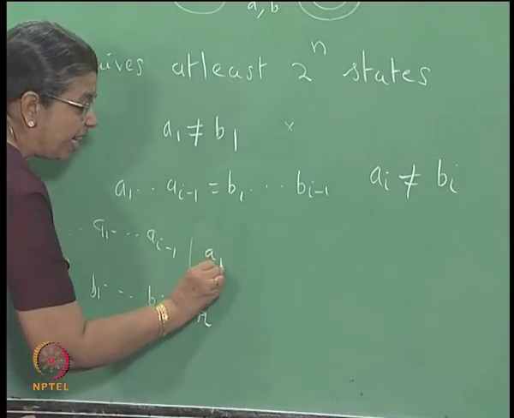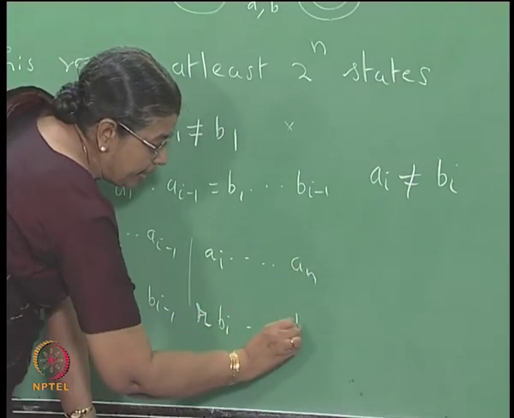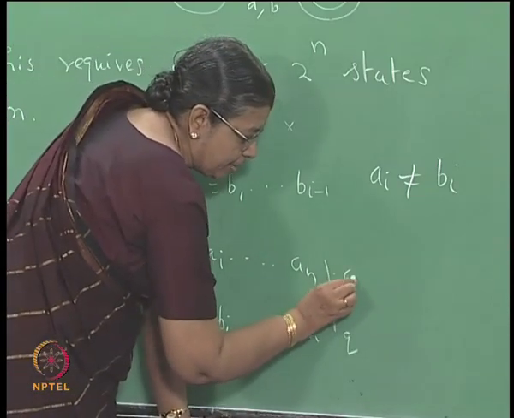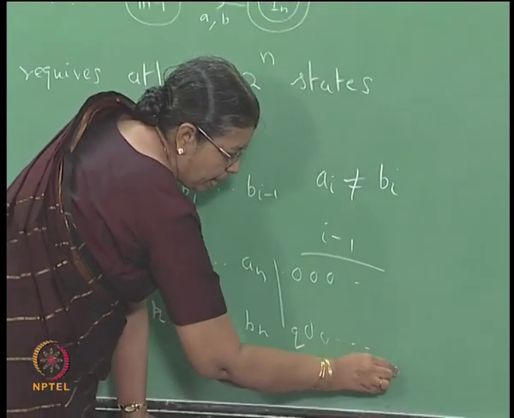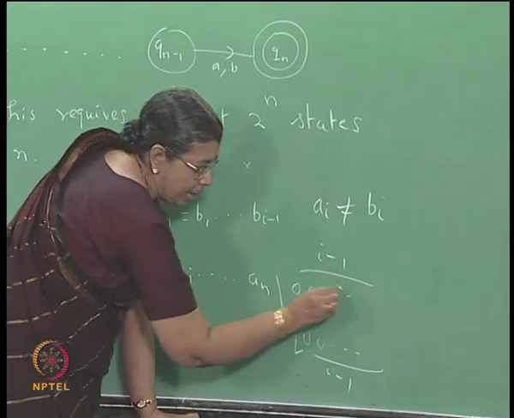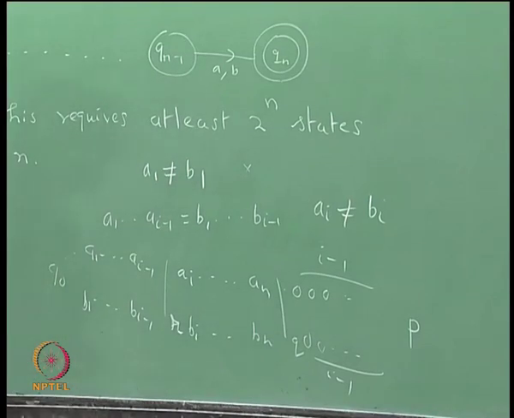Then after reading A1 to An, B1 to Bn, it is in Q. Then consider it is followed by i minus 1 zeros. Now starting from Q, after reading i minus 1 zeros, it goes to the state P, say. The sequence of i minus 1 zeros can be taken as i minus 1 A's in both cases or i minus 1 B's in both cases.